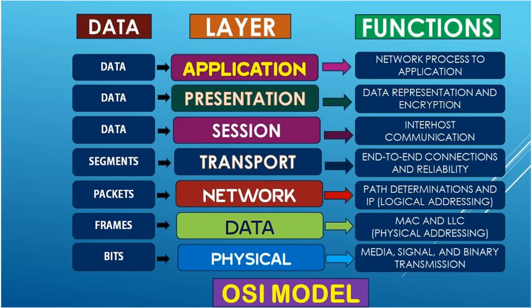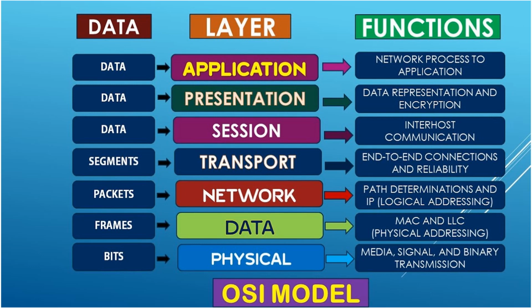OSI model ataupun the Open System Interconnection model is actually a network model that is used to understand the data communication between any two network systems. So it divides the communication process into several layers. OSI model ni dia menggunakan 7 layers, and each layer has its own functions, and setiap layer ni dia have the formats of data that will be represented for each layer.